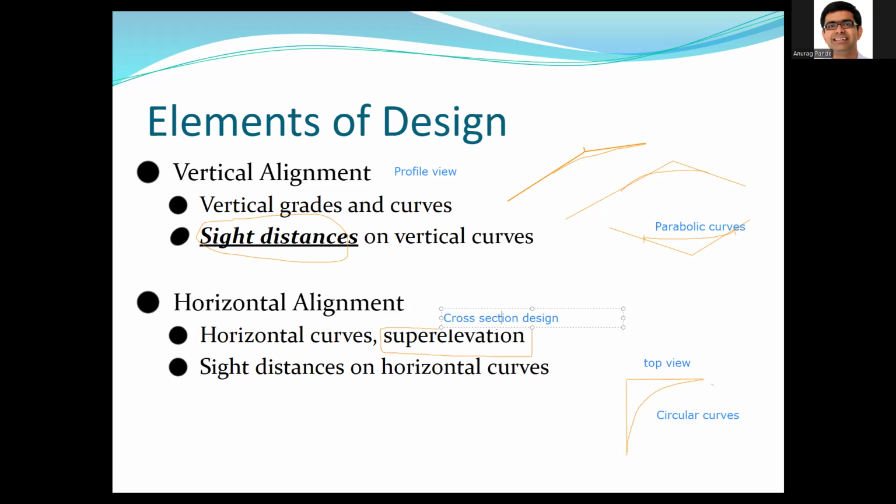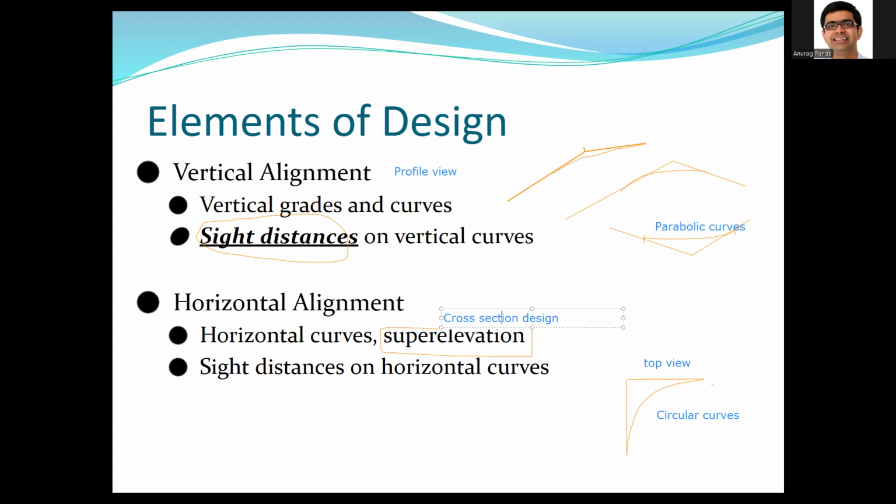One is vertical alignment, how the road goes up and down as you're moving along the roadway. That's determined by your profile view, and we design parabolic curves for that. We'll learn to do that, and we'll learn to do sight distance analysis for those. Then we'll talk about horizontal alignment, designing circular curves, and we will be looking at top views there.